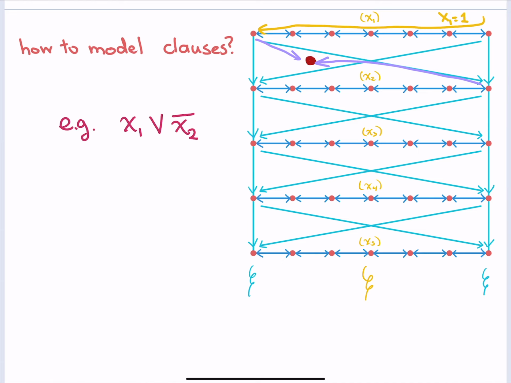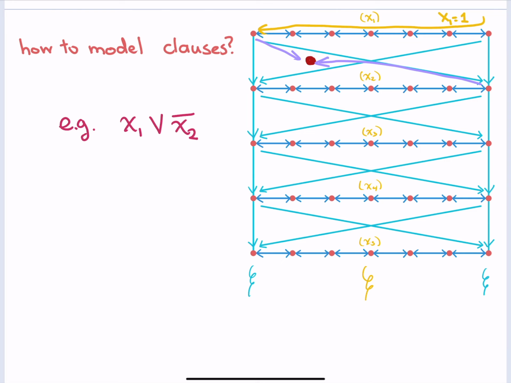Okay, so you suggested I add these two edges. But the Hamiltonian path needs to lead somewhere. It can't just end there. But this idea is good. The high level idea is that if I'm going in the x1 equals true direction, it should be easy to visit the vertex. And if I'm going in the false direction, it should be hard to visit the vertex. I think that's a good idea.